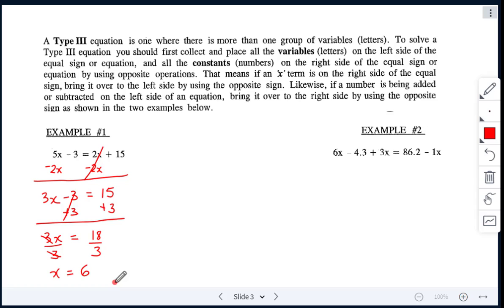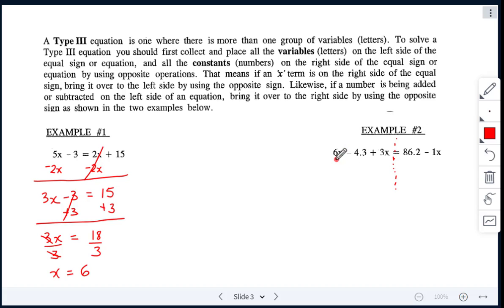Okay, so let's look at our second example. So look at your left-hand side of the equation, right? So here's our equal sign. So left-hand side of the equation here. This is our right side of the equation. So before we start, look at your left-hand side and your right-hand side and see if you can collect any like terms first before you start moving things over or across the equal sign.